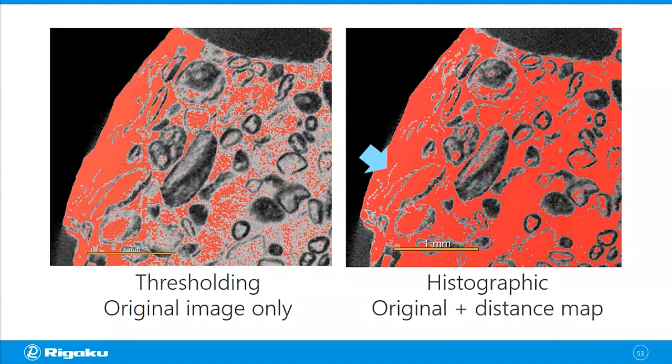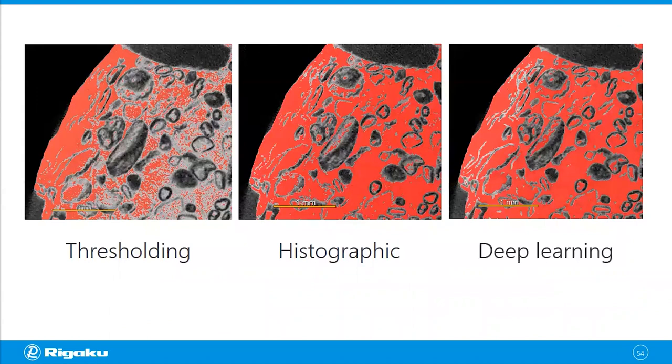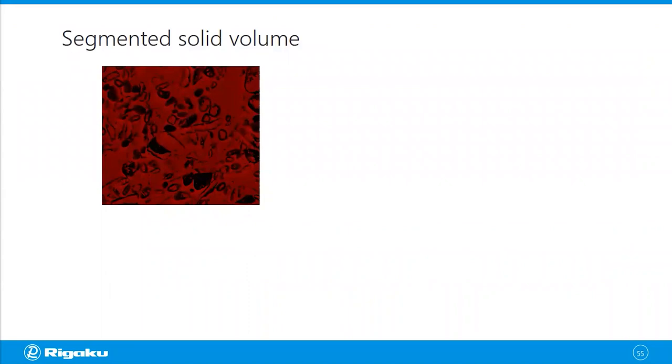Now, there are cases where the histographic segmentation doesn't work, and the image might be more complicated or you might not have good contrast. In that case, you can always use machine learning or deep learning-based segmentation. Now, again, we're doing this segmentation because we have some sort of quantitative analysis we want to do. Let's say that we're trying to do void percentage calculation in this case. So the first step is to segment the solid part. Then we assume that the rest of it is the voids and calculate the void percentage.